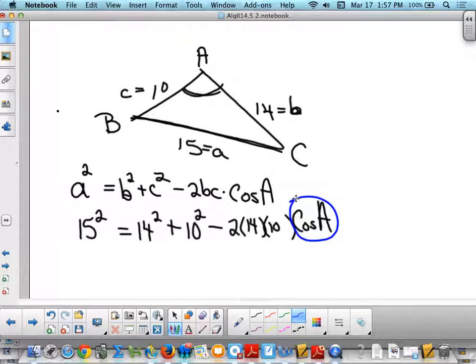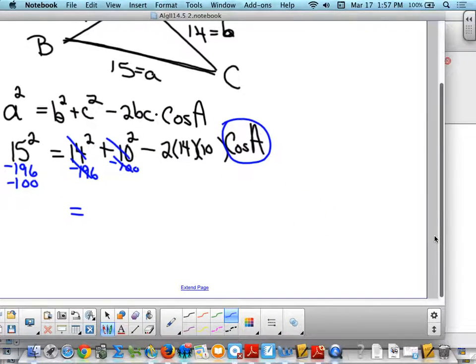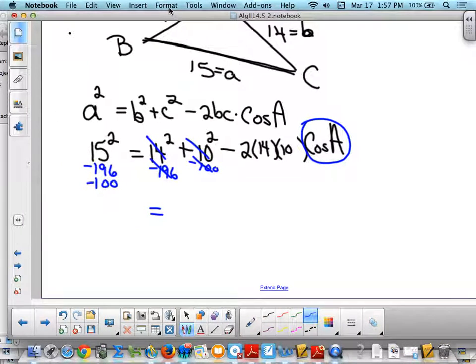So you know how you get rid of a number like this? By the way, this is 196. How do you get rid of 196? Minus 196. How do you get rid of 10 squared? Minus 100. Okay. So all this cancels out, right? So now you end up with, well, you help me. What is it? Negative 296.